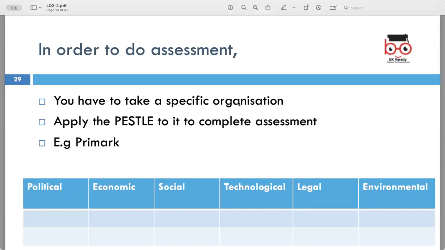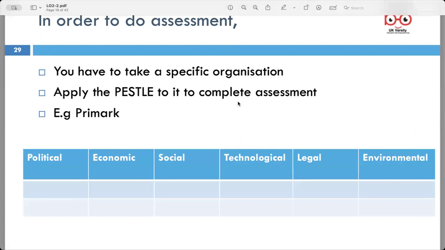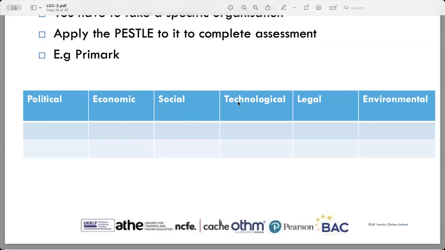So in order to do assignments, you take a specific organization and apply the PESTEL to it to complete the assessment. For example, Primark. So basically, applying PESTEL analysis: political, understand how political factors might affect Primark's operations. Economic, analyze economic factors that influence Primark's financial decisions. Then you can explain social, consider social factors shaping Primark's market and consumer behavior.